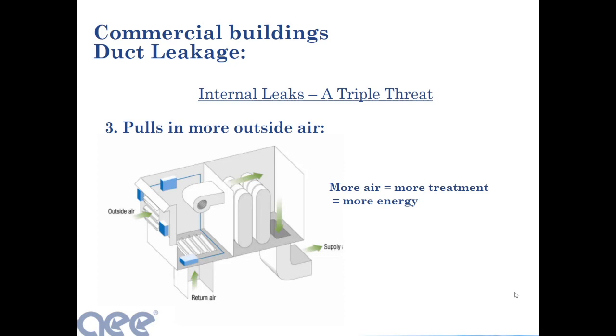So those are the three first-order bad effects that we can think of in a commercial property. So that's why engineers and scientists tell us you need to make sure that your air distribution system is as tight and as efficient as the HVAC system it's connecting up to.